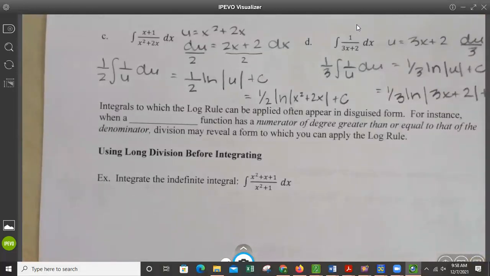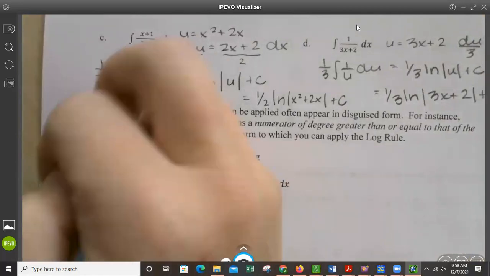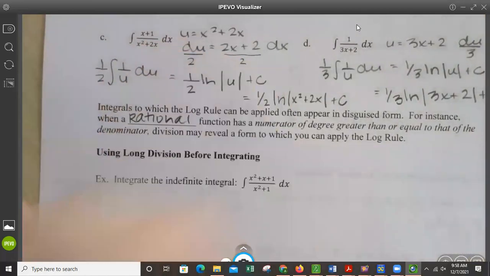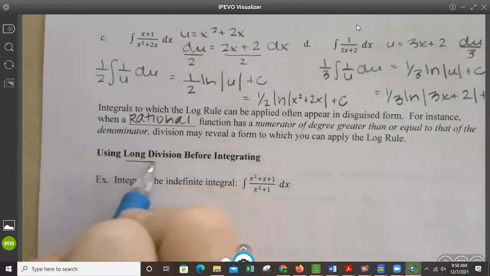All right, integrals to which the log rule can be applied often come in disguised form. For instance, when a rational function has a numerator of degree greater than or equal to that of the denominator, division may reveal a form to which you can apply the log rule. You guys see this? Y'all remember long division? Well, you better start remembering real fast.